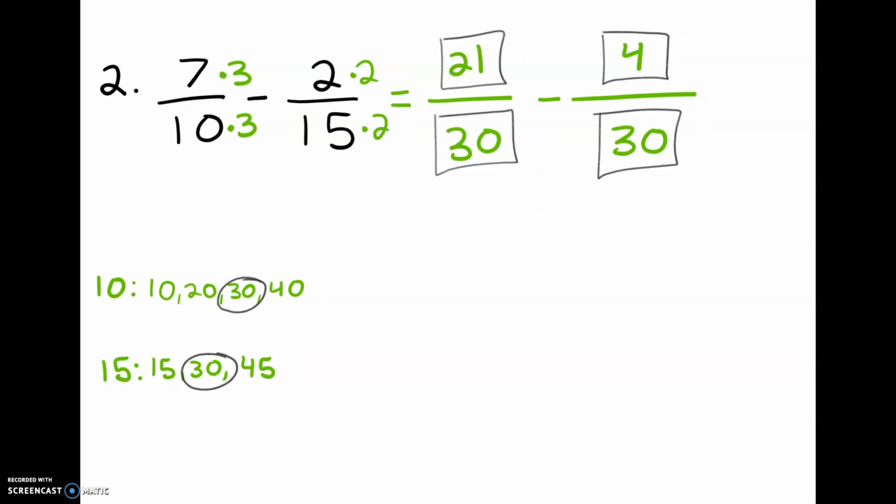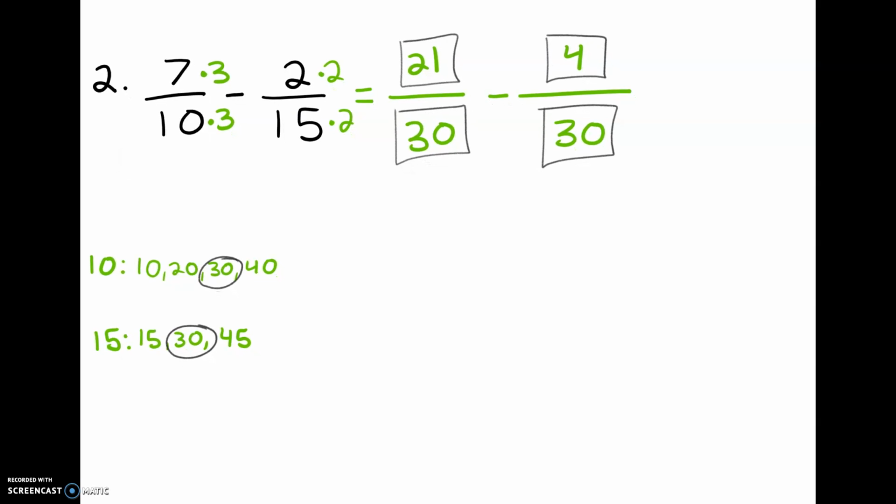Now that we've got our common denominators, we can just do the subtraction. We do 21 minus 4 to give us an answer of 17 on top and 30 on the bottom. Remember, the denominator stays the same once you get that common denominator. All right, good luck.